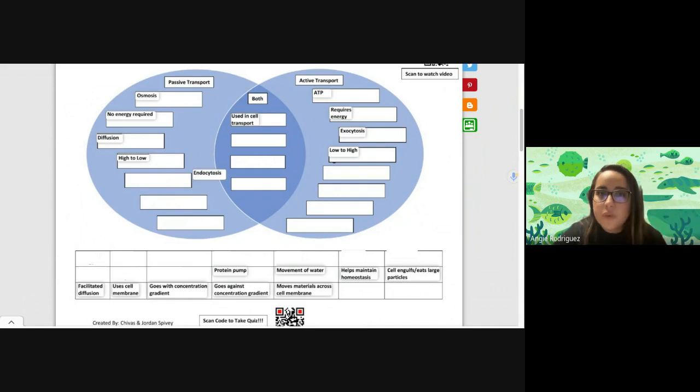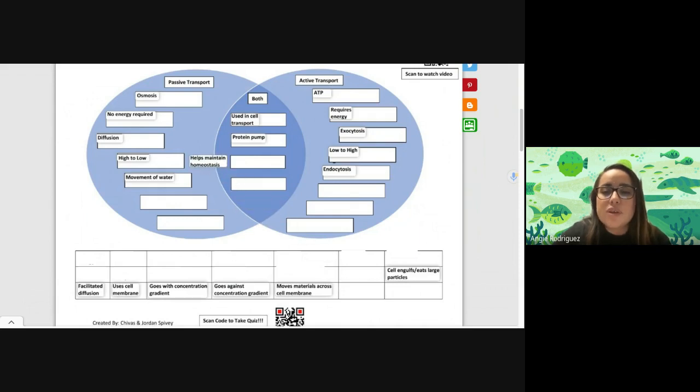Endocytosis, going into the cell with energy, active transport. Protein pumps, they both use them, okay? Movement of water, this is with your osmosis, right? Oh, right here, okay? Helps maintain a balance or homeostasis, that's for both of them. They both help us maintain internal balance.